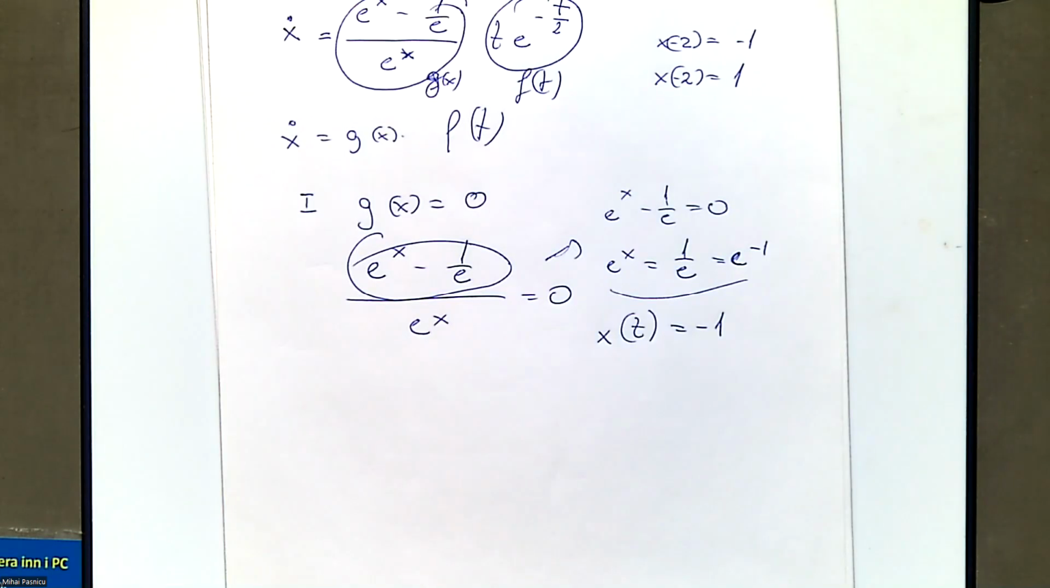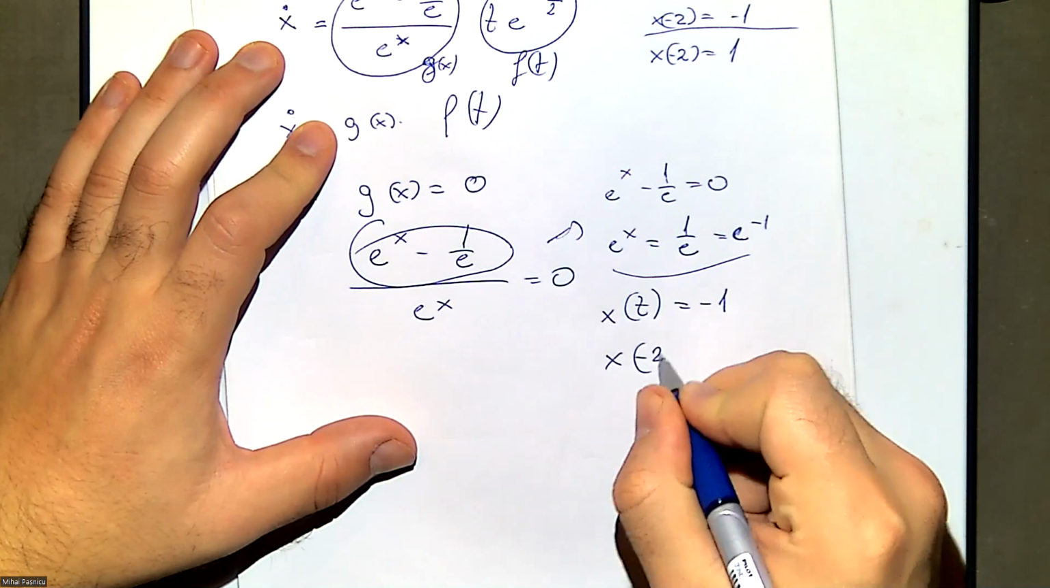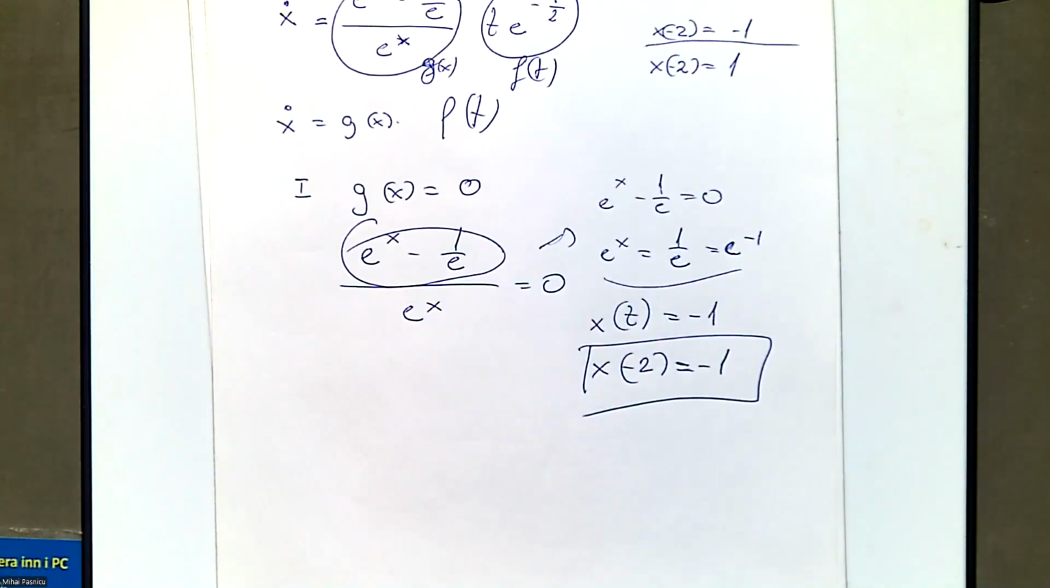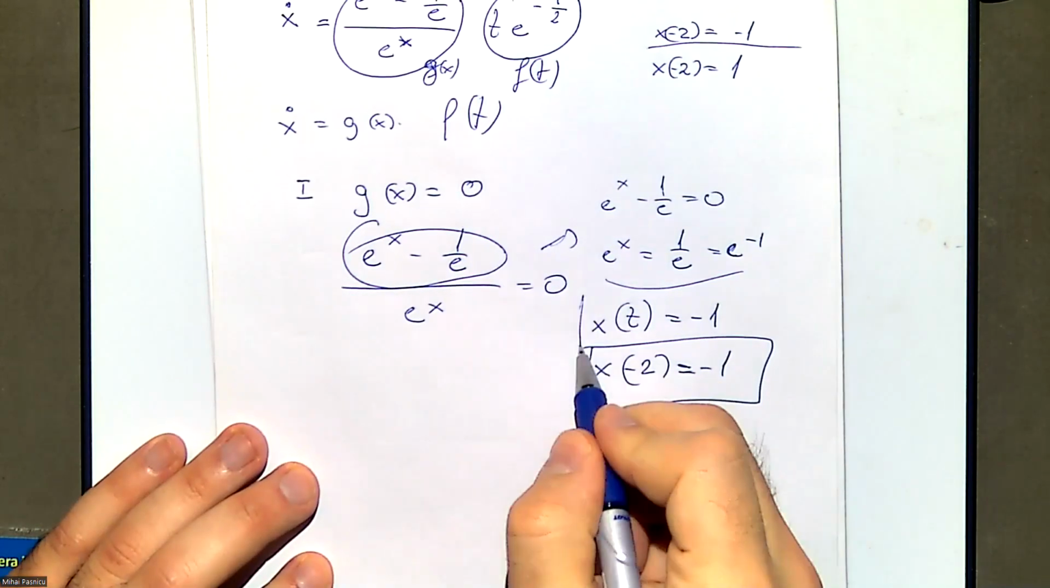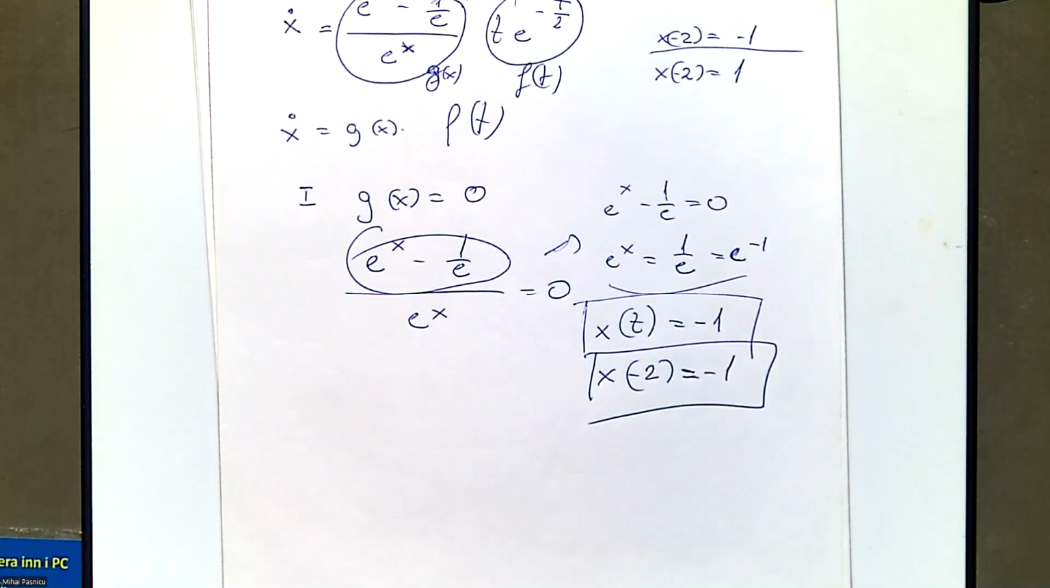For all t, constant solution means it doesn't depend on t. x is just minus 1 for all t's. And that includes x of minus 2. So in particular, x of minus 2 is equal to minus 1. So I've solved the first part. This constant solution, x of t equal to minus 1, constant because it doesn't depend on t, solves the first point. So not bad. I got 5 out of 10.